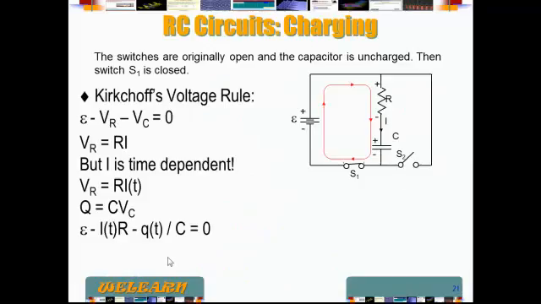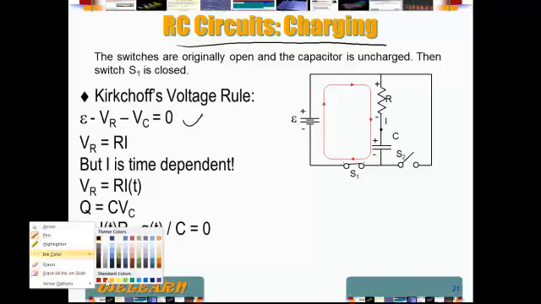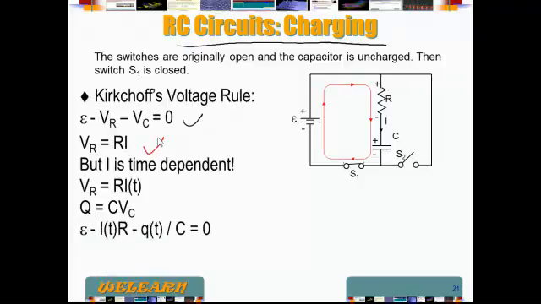In our analysis, this is what we did. We wrote Kirchhoff's rule, for example, for the charging. So we added them up: E minus the voltage across the resistor minus the voltage across the capacitor is equal to zero. And we used Ohm's law for the voltage across the resistor. So we wrote it in a time-dependent format, and then we wrote the charge in the capacitor as a function of the voltage across the capacitor. And we wrote them up like this.